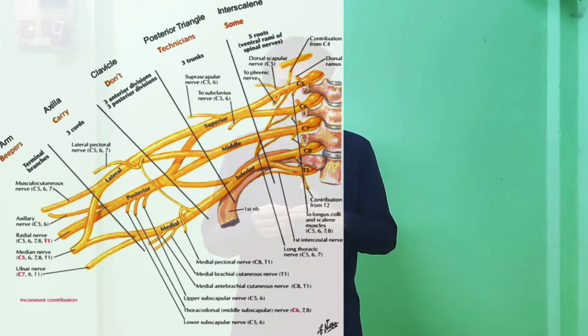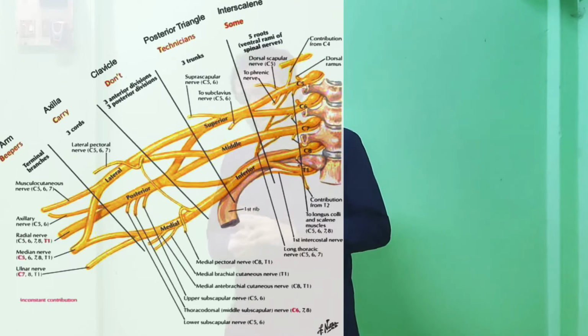From this posterior cord, a few branches arise. Some of these branches supply the upper part of the subscapularis muscle, a few branches supply the lower part of the subscapularis muscle, then a few branches supply our latissimus dorsi muscle. Okay, so these are the things.